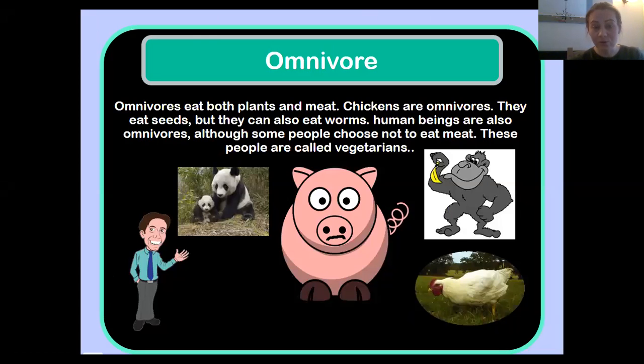Omnivores. Omnivores eat both plants and meat. So for example, chickens are omnivores. They also eat seeds, but they can also eat worms. Human beings are generally omnivores unless they choose not to eat meat. And like we've just said, these people are called vegetarians.